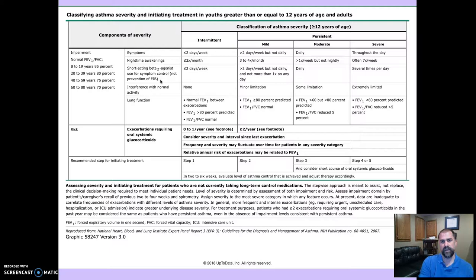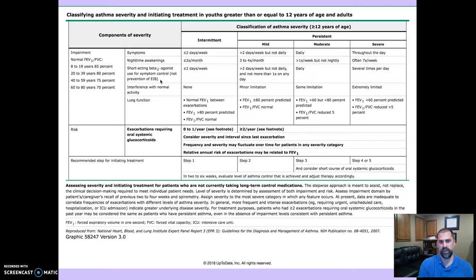And so how I phrase this to patients is I'll say something like this: not counting this current illness, how many times a week do you need to use your albuterol inhaler? So remember, if they say less than 2 days a week, it's intermittent. Greater than 2 days a week, but not daily, is mild persistent. Moderate persistent is daily, and then severe is throughout the day.